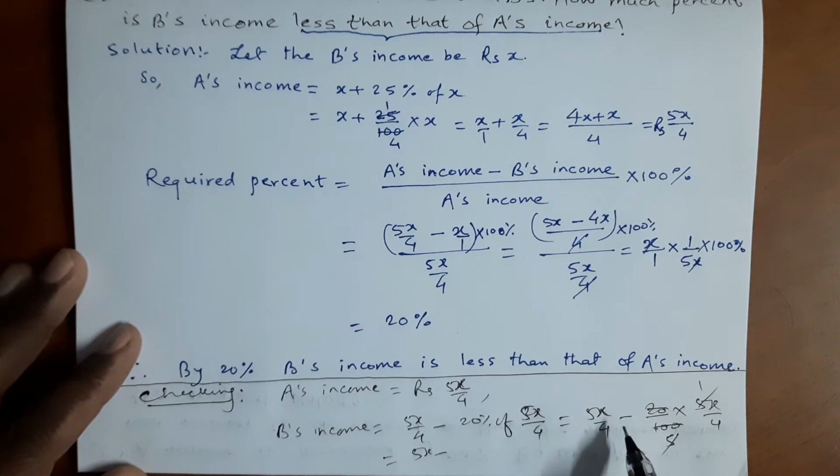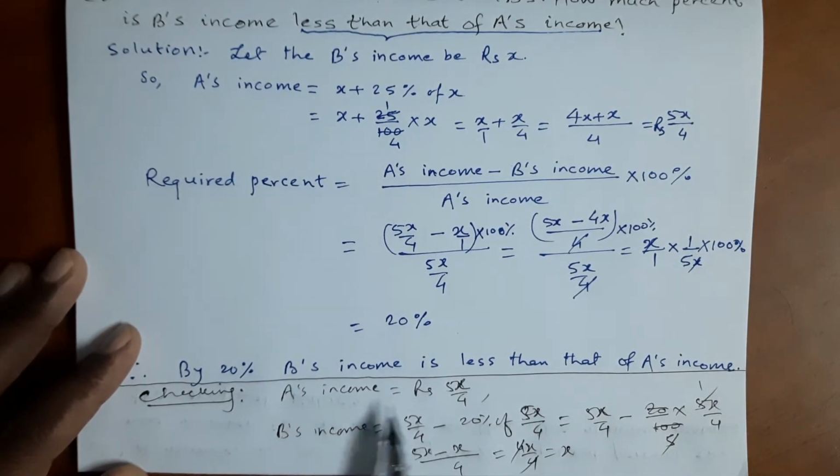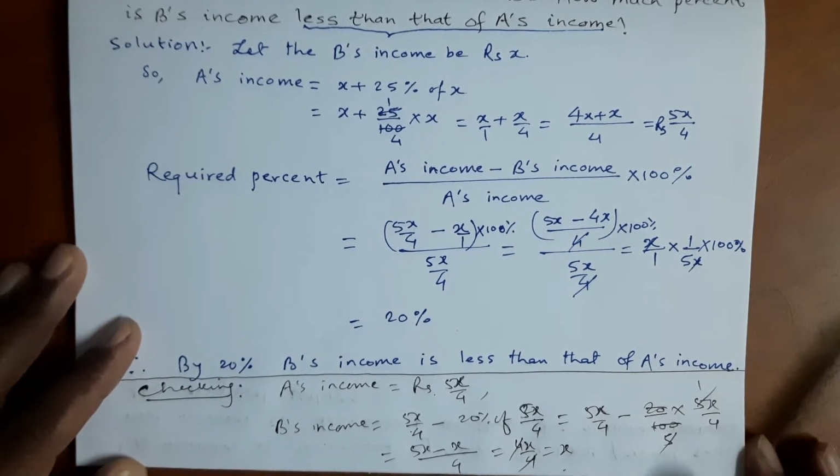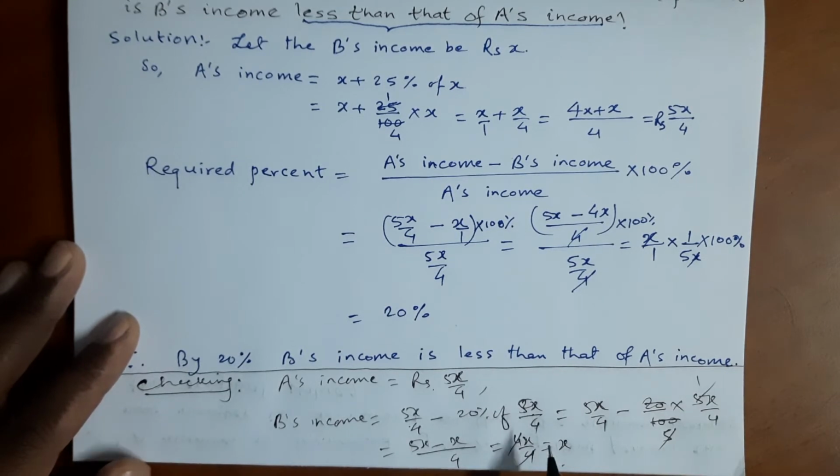Okay, so here 5x over 4 minus 25 is 100, and 5 can be cancelled, 5 1s are 5, here x, here 4, 1 times x, it will be x, LCM of 4 and 4 is 4, 4x over 4 cancels, so x you will get. That means from A's income, if you subtract 20% of A's income, then you got B's income. Okay, that means your answer is correct. This way you can be confirmed that your answer is correct.